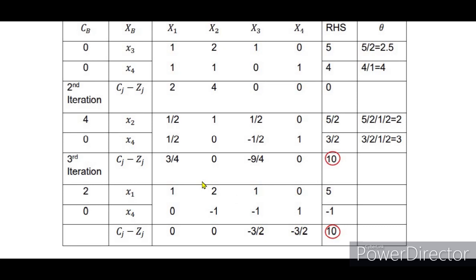For the third iteration, we divide all the elements in the previous row of x sub 2, which is in the second iteration, by the pivot element. The pivot element here is 1 half. So 1 half divided by 1 half is 1. 1 divided by 1 half is 2. 1 half divided by 1 half is 1. 0 divided by 1 half is 0. 5 halves divided by 1 half is 5.